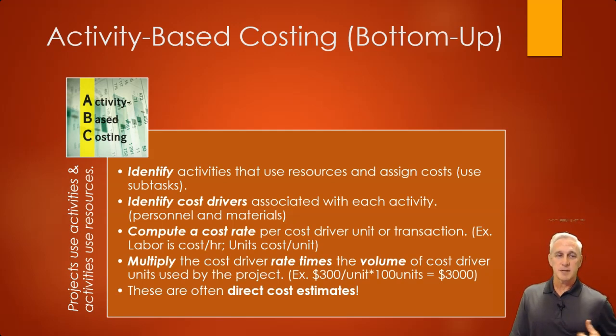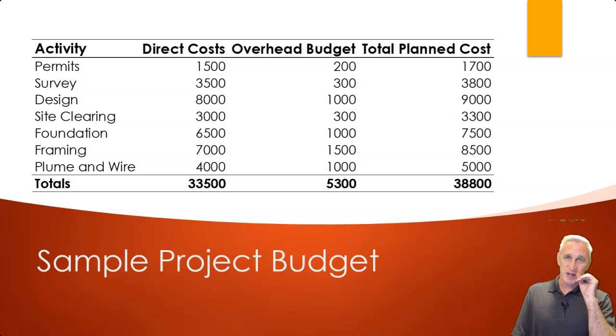So these are oftentimes called direct cost estimates. And we have to do this for every work package in our work breakdown structure. So we're just going to show a simplified model. Here are all the activities in our project. In this case, we have a sample where we have to get permits, we have to do a survey of some land, maybe design whatever we're going to build there, clear the site, building foundation, framing, plumbing, and wiring. And that's where it's cut off before the next phase.